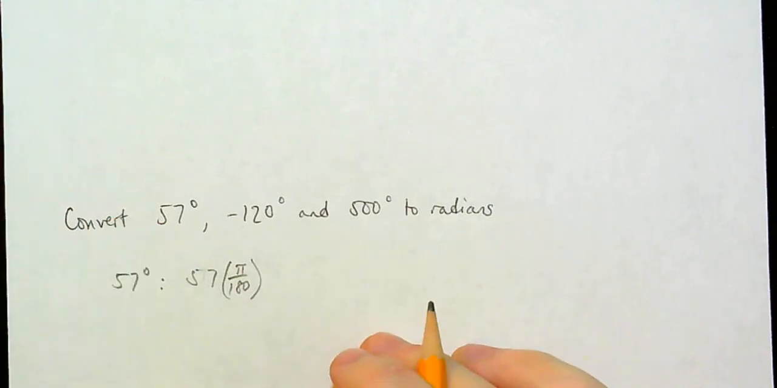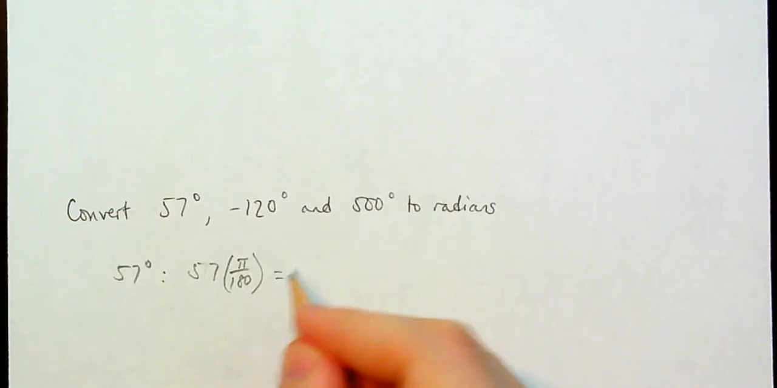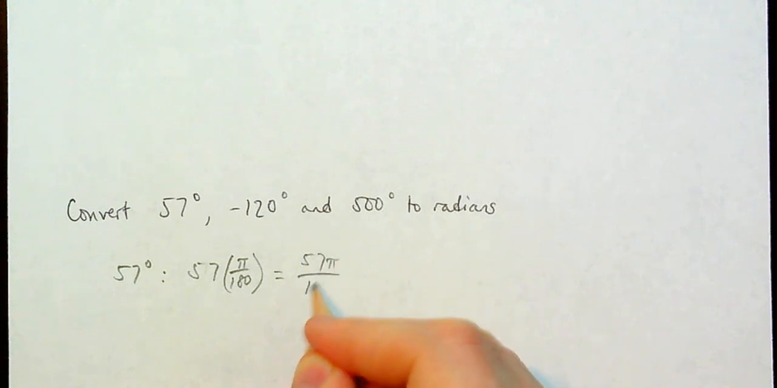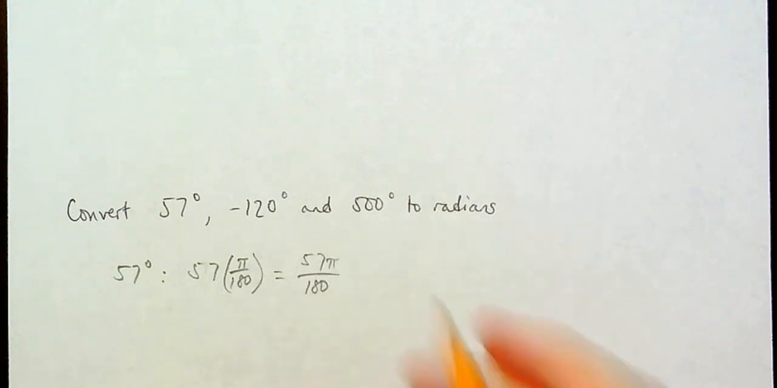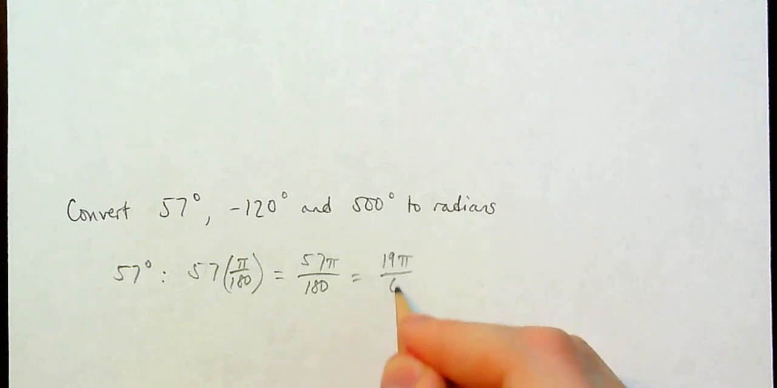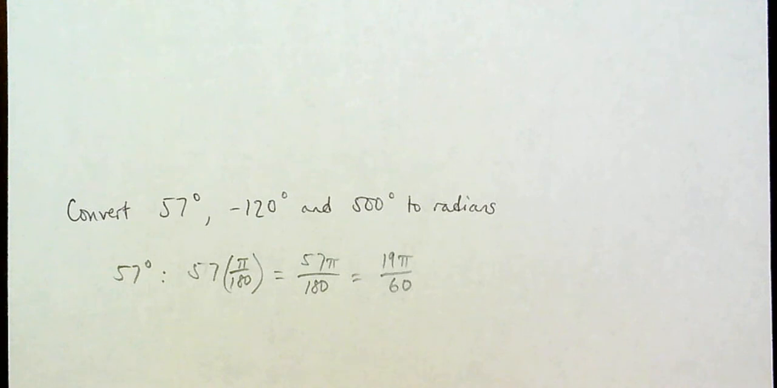So for 57, it is just 57 times pi over 180. That gives me 57 pi over 180. And this is equal to 19 pi over 60. Really simple, really straightforward calculation.